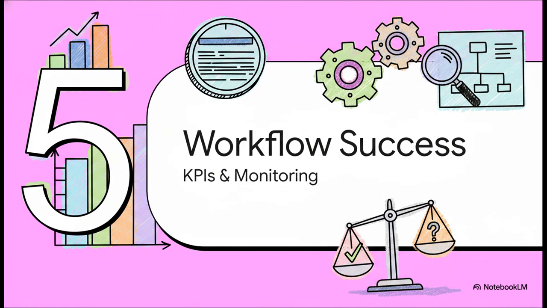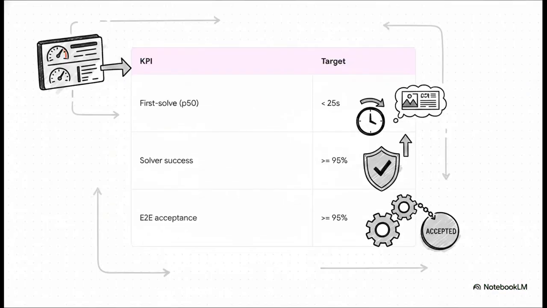And finally, Section 5, Measuring True Workflow Success. You really need to wire specific key performance indicators directly into your dashboards. For first solve latency, your P50 should be under 25 seconds for tokens. As for your solver success rate, you're aiming for 95% or higher. But remember our golden rule from earlier. Solver success isn't enough. End-to-end acceptance, which means the downstream system actually accepted your token and did its job, must also hit that 95% mark.